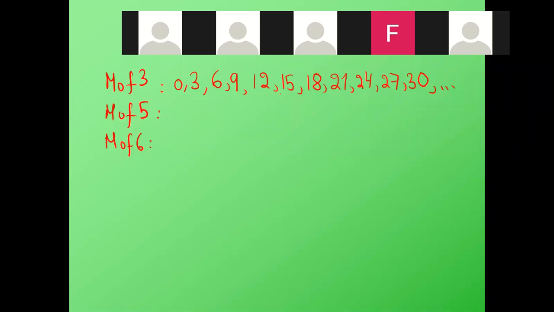Asil, please continue. When you see the first common multiple other than 0, you have to stop. Multiples of 5: 0, 5, 10, 15, 20.